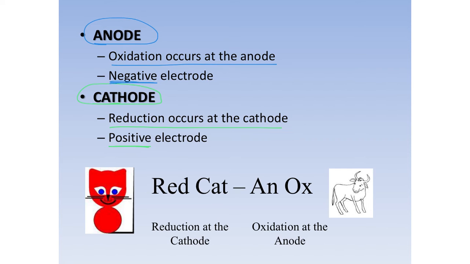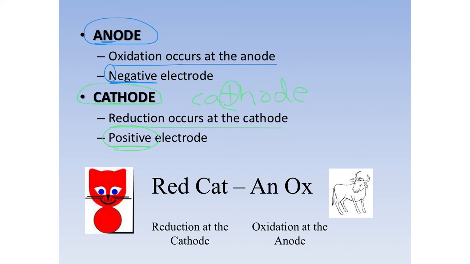Now, a couple of different ways to remember that. Anode has N in it, so that can help us remember that that's the negative electrode. Cathode, when we write it out in lowercase, the T kind of looks like a plus sign, so that can help us remember that it's the positive electrode. One additional way to remember this, earlier in the year we talked about negative ions are called anions and positive ions are called cations, so that can help you remember it too.